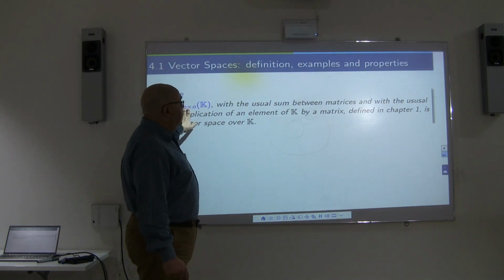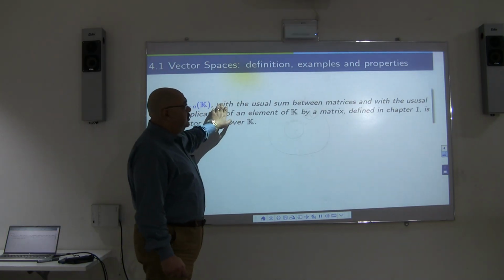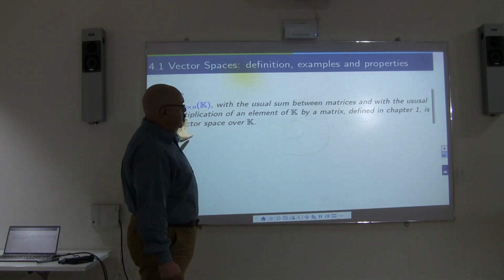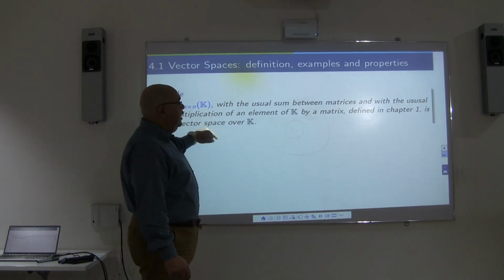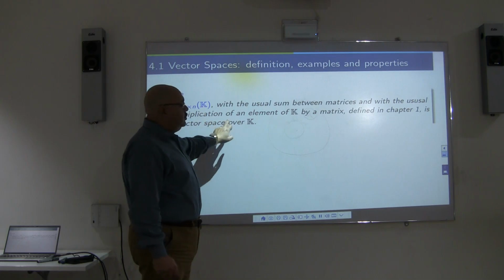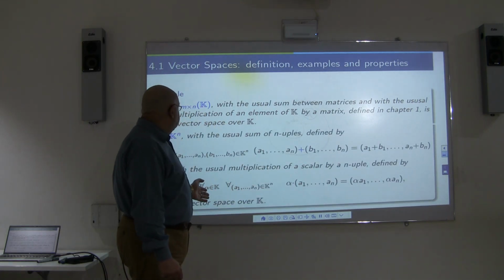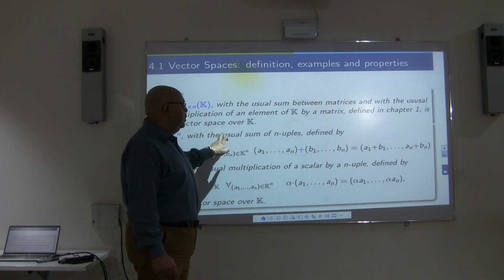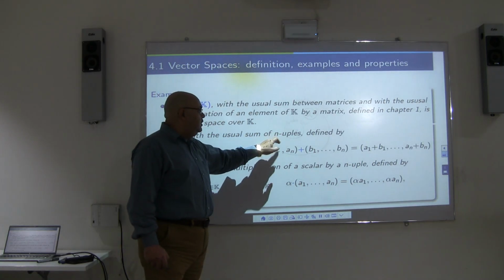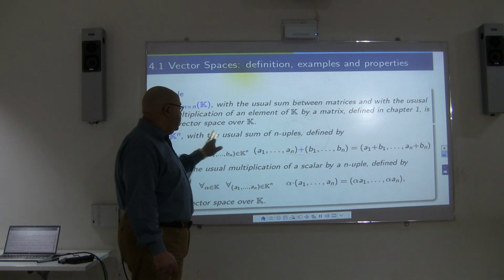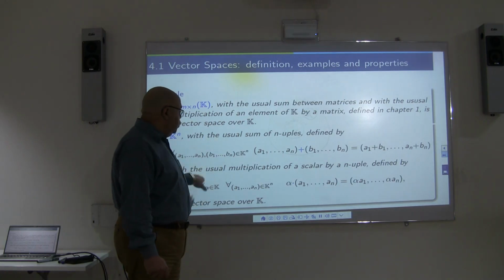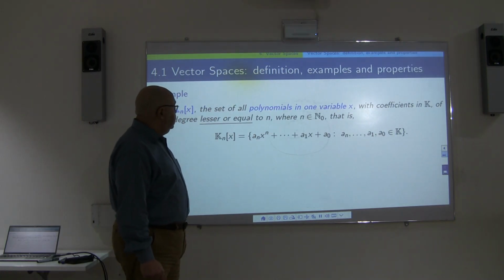All the matrices M and N, with the usual sum between matrices and the usual multiplication by an element of K defined in chapter 1, form a vector space over K. And we already explained this in points. K to the power of N, with the usual sum of N-tuples defined component-wise, is also a vector space.